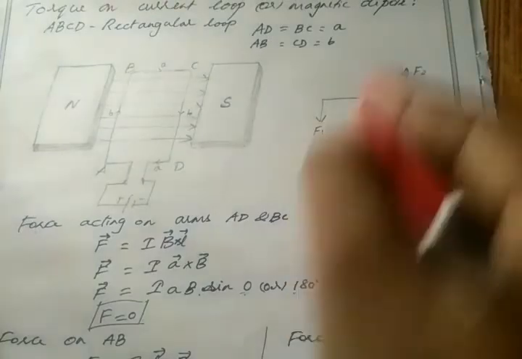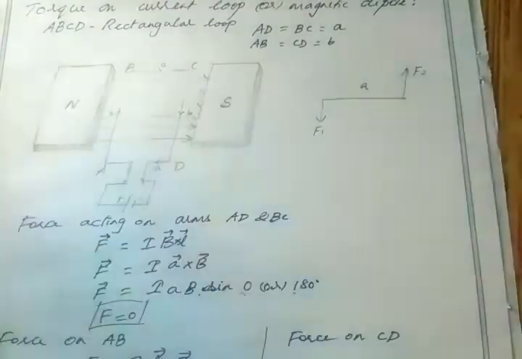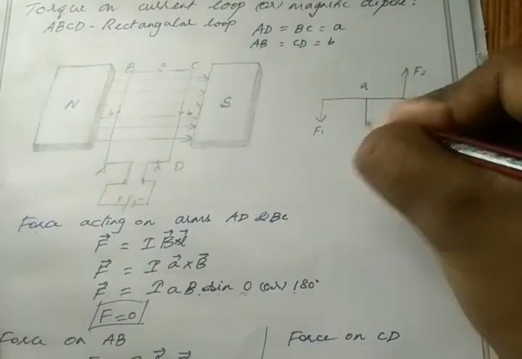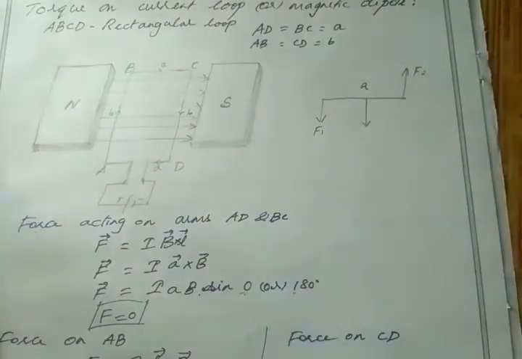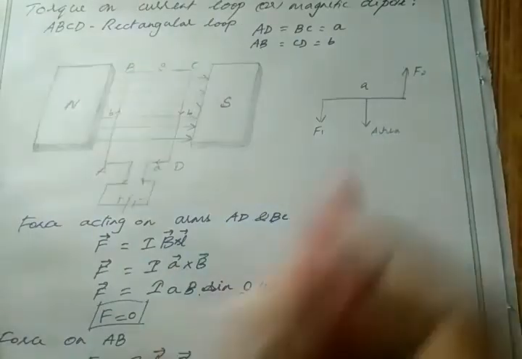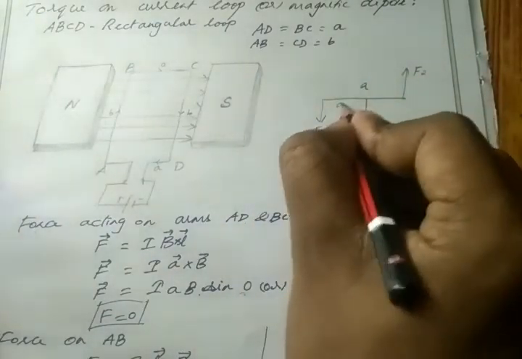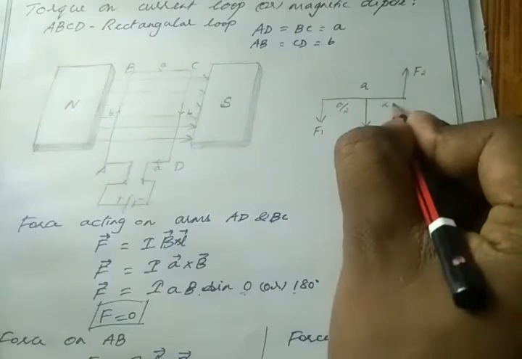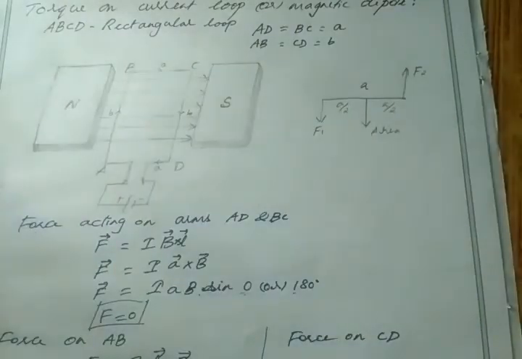Clear? So if I take this total distance as A, what is my area vector? This is my area. Remember, area is always perpendicular to our eyesight. So this is area. If this total distance is A, then I can take this half distance A by 2, another half distance A by 2.